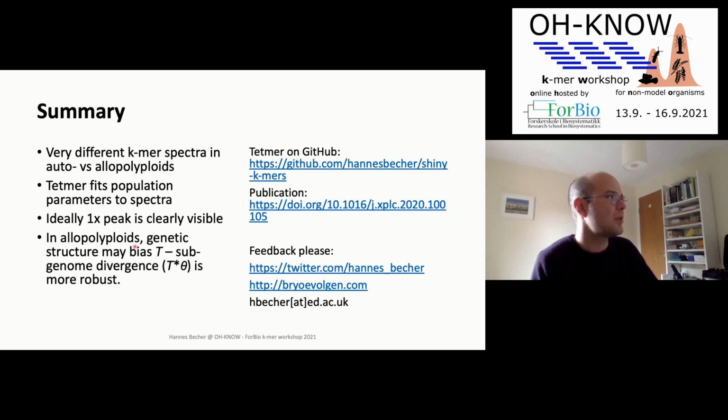And in allo-polyploids, the genetic structure makes it hard to estimate the divergence time, but subgenome divergence, which is T times theta, is much more robust. And you can get Tetmer from GitHub. The repository is called Shiny K-mers, and here's the publication. And again, some ways to get in touch.